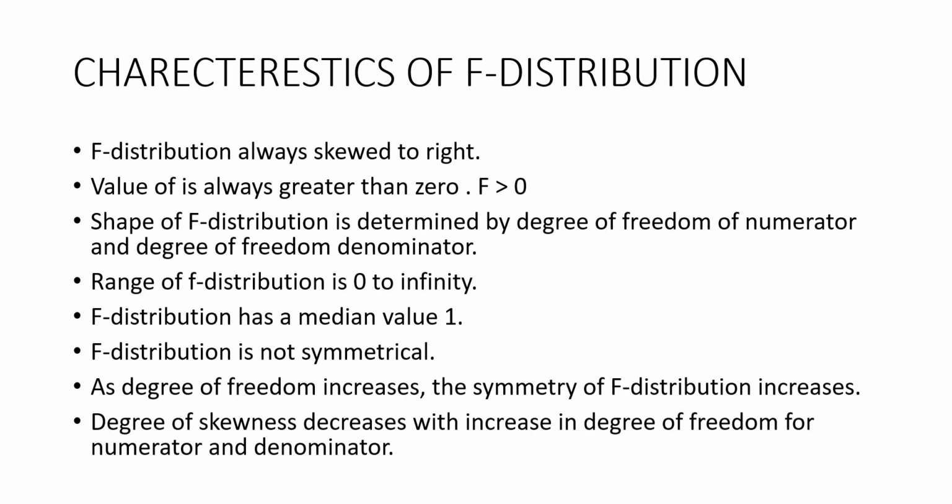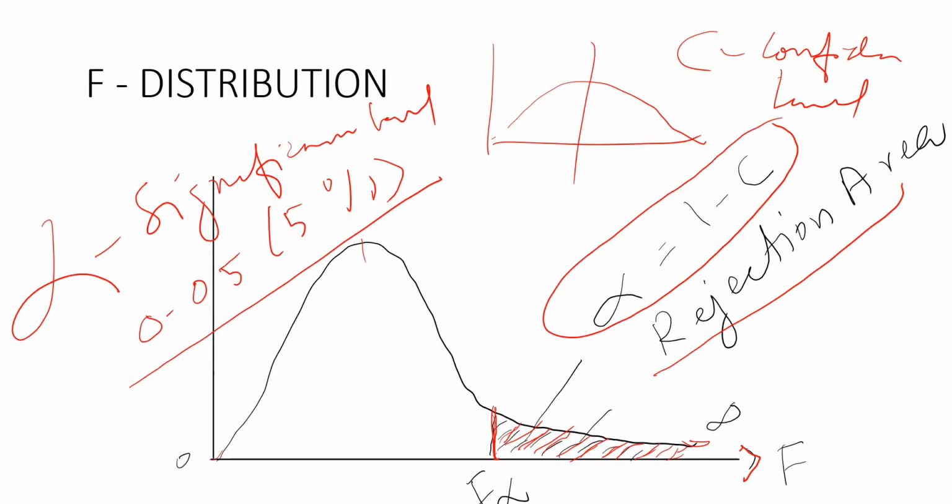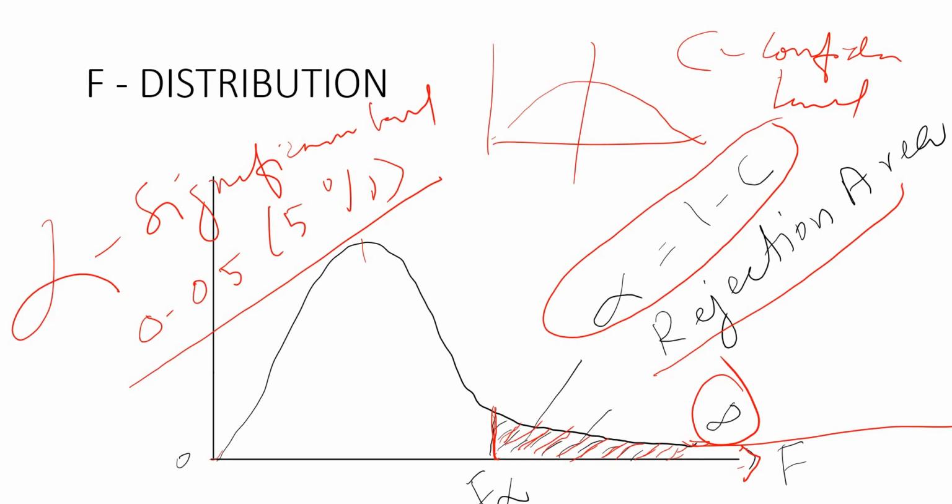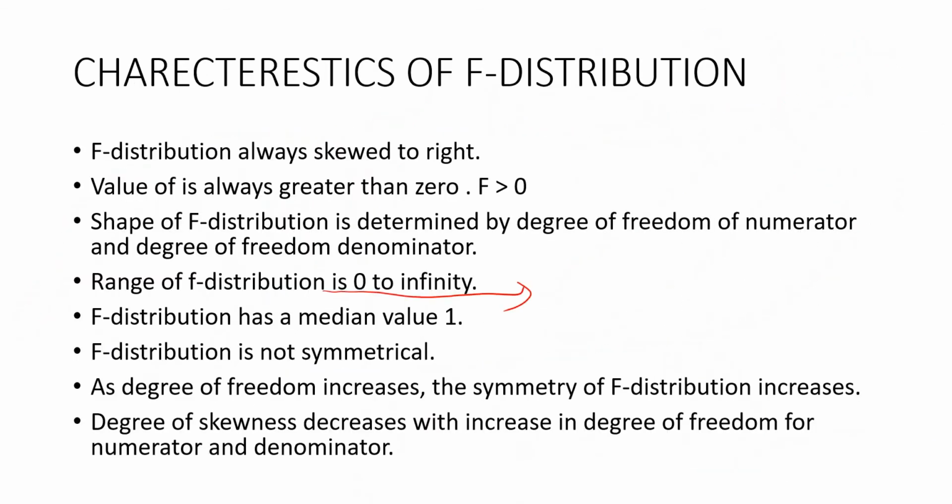Range of F distribution is 0 to infinity. It starts from 0 and goes on to infinity. It goes like this. It is not meeting the x-axis. That's what I am trying to say. F distribution has a median value of 1. I didn't tell you that. See, this is the median value, so this is 1.